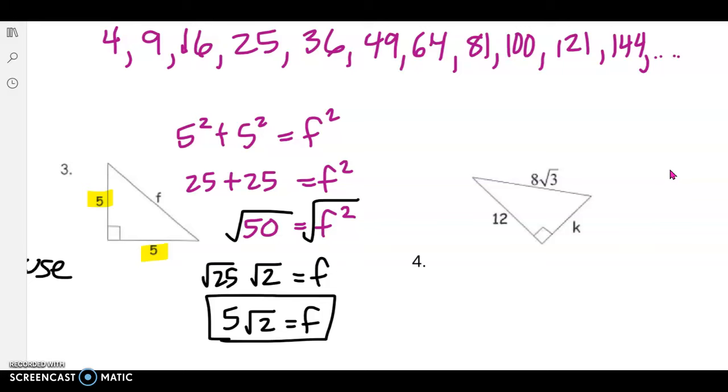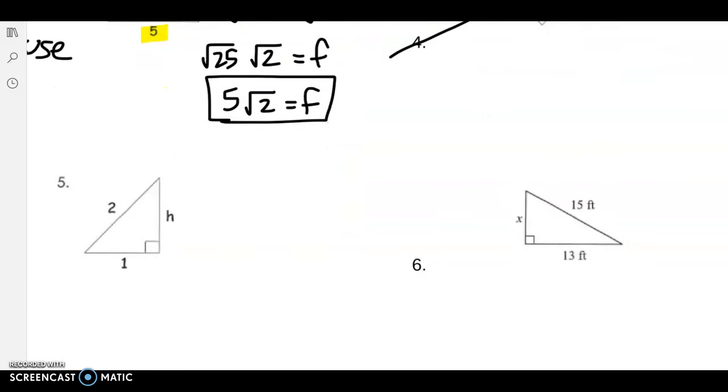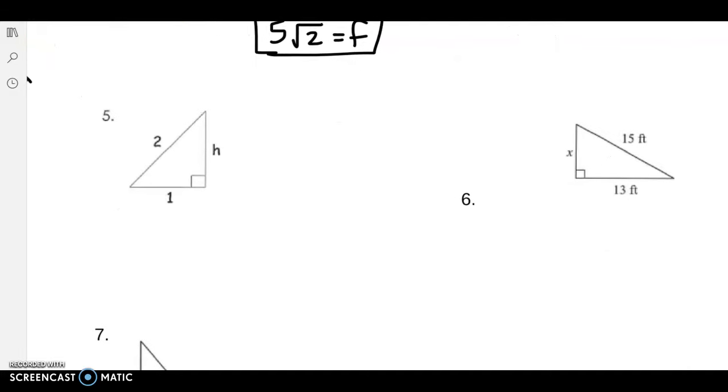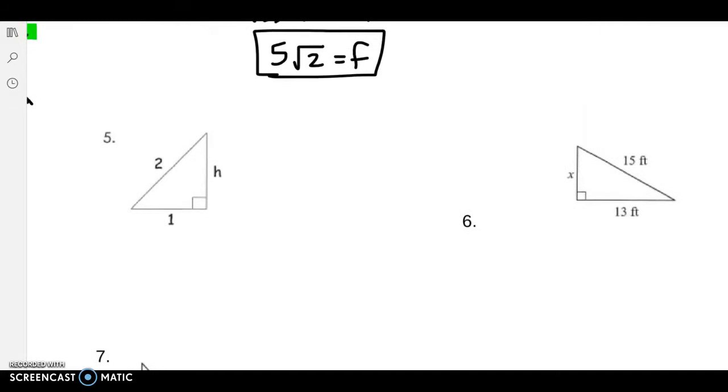Alrighty. We are actually going to skip question number 4. So you do not need to do it. We're moving on to question 5. Okay, let's do question 5 together, and then I'm going to have you try questions 6 and 7 on your own. Okay, so question 5.